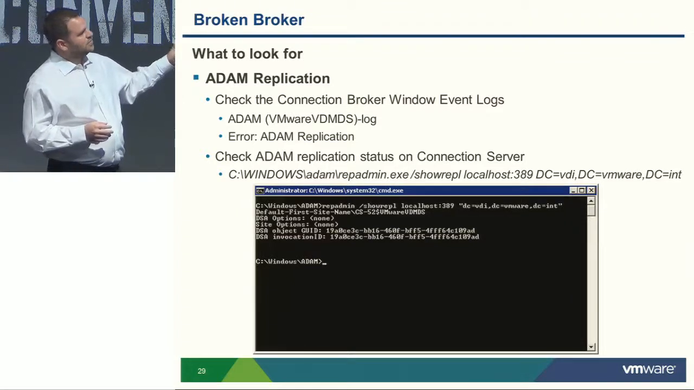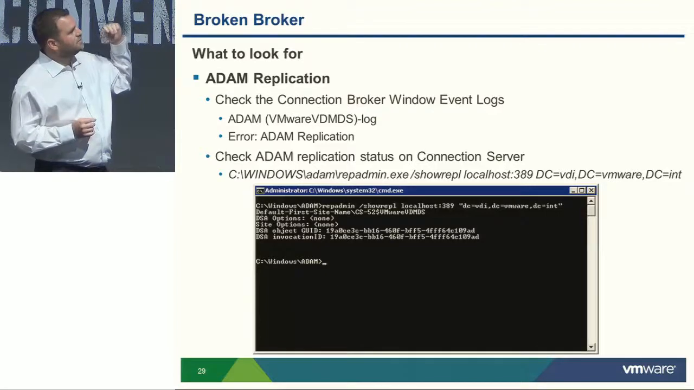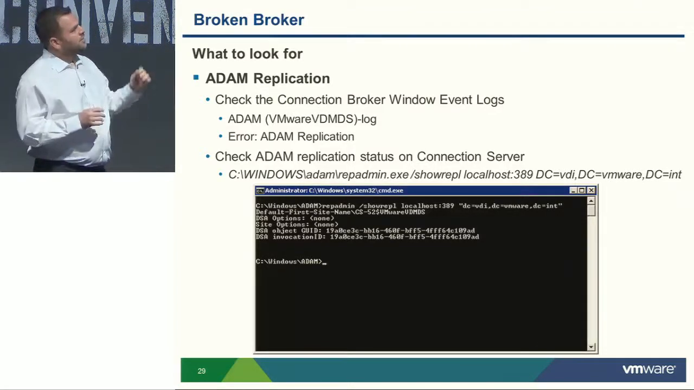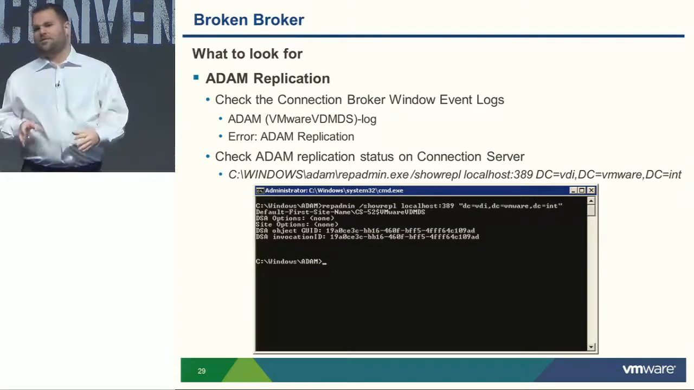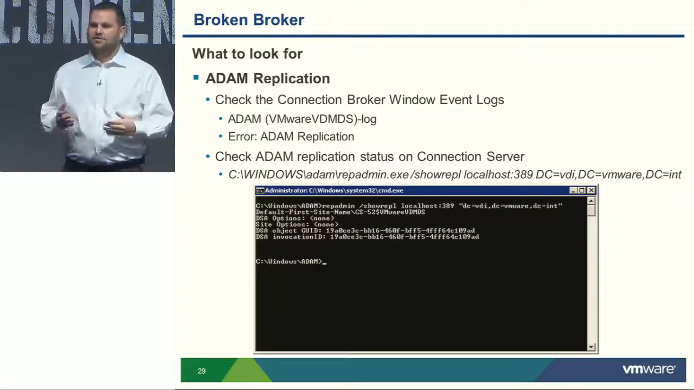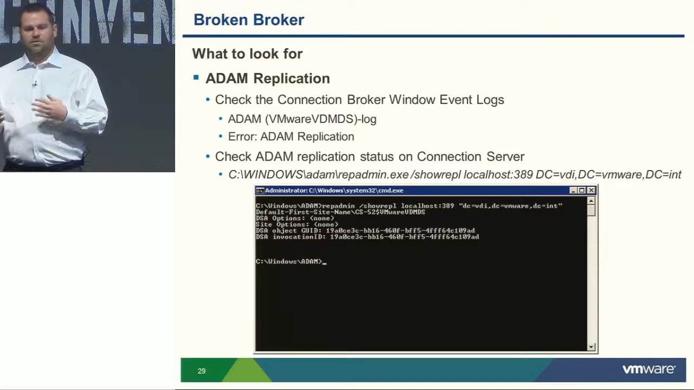So this is a utility that's built into Windows, and this is the actual command line you can run up here to check the current status of the replicated objects in that group. So just another quick tip on something you can check if you're having brokers that are acting funny because they don't necessarily think that they're part of the group.